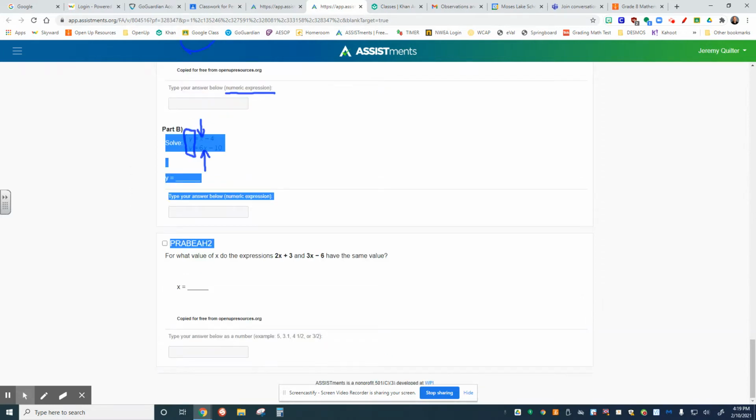The very last question says, for what value of x do these expressions have the same value? That wording right there, have the same value, means that this right here is an equal sign. So we're just simply solving 2 times x plus 3 is equal to 3 times x minus 6. Solve for x. You got it covered.